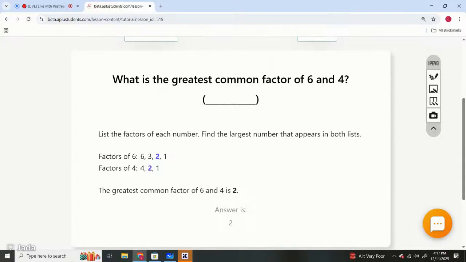Now we need to write down the factors of 4. So 4 times 1 is 4 and 2 times 2 is 4, right? So the greatest common factor of 6 and 4 is 2.